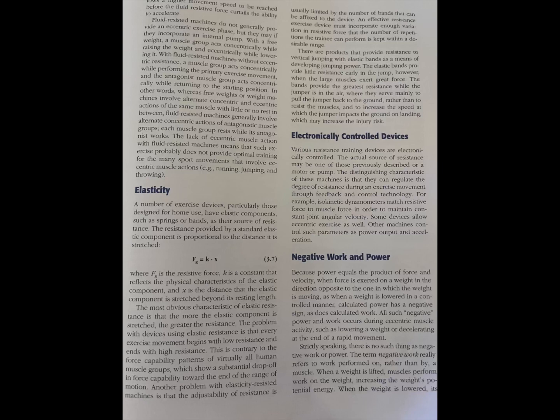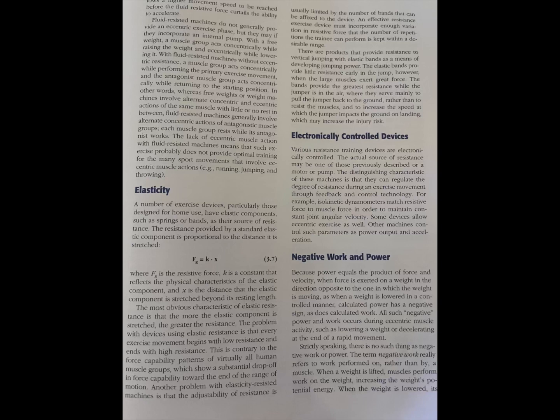Although such machines limit changes in velocity to a certain extent, they are not isokinetic (constant speed), as is often claimed. However, some machines have adjustment knobs that allow orifice size to be changed. The larger orifice allows a higher movement speed to be reached before the fluid resistive force curtails the ability to accelerate. Fluid-resisted machines do not generally provide an eccentric exercise phase, but they may incorporate an internal pump.